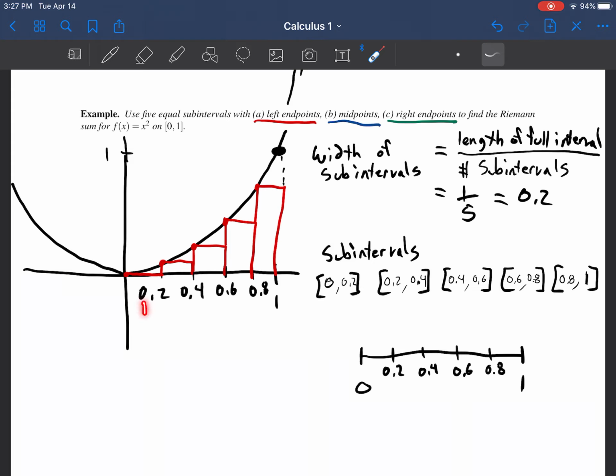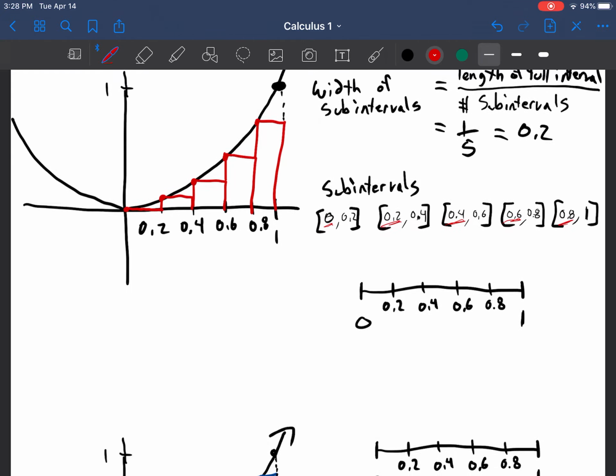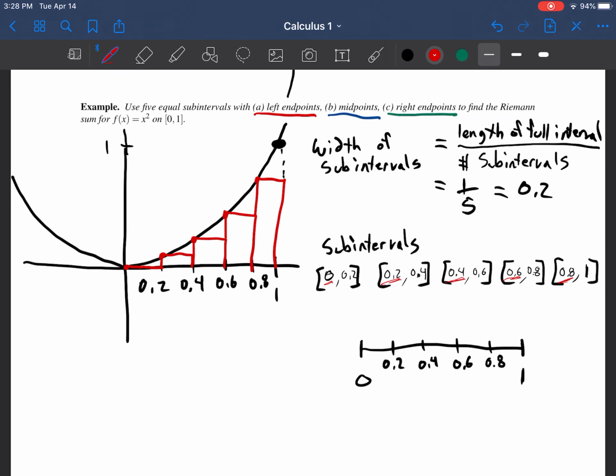So notice on each of these subintervals, so this is 1, 2, 3, 4, 5 subintervals, on each of those I'm touching the function at the left endpoint, right? So the left endpoint of each of these subintervals: this one, this one, this one, this one, and this one. Those are the points that we're going to plug into the function, okay? So now we can do the calculation, right?